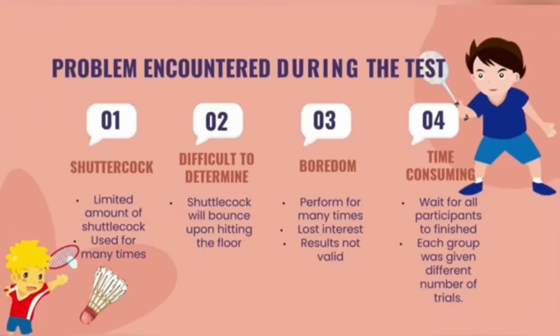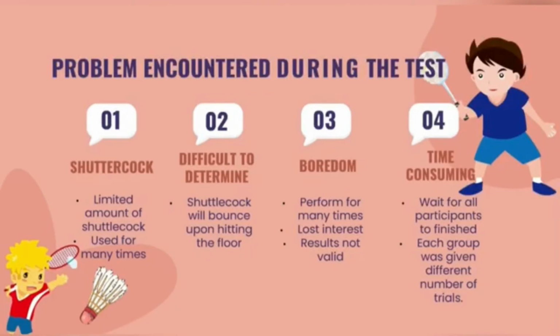Now I will proceed with the problems that we encountered during the test. The first problem is the shuttlecock itself. This is because we have a limited amount of shuttlecocks during the test, so we need to use them many times. As a result, they turn into bad condition, so we still need to use the shuttlecocks in bad condition. The second problem is difficulty in determining where the shuttlecock hit the floor, because the shuttlecock will bounce upon hitting the floor.